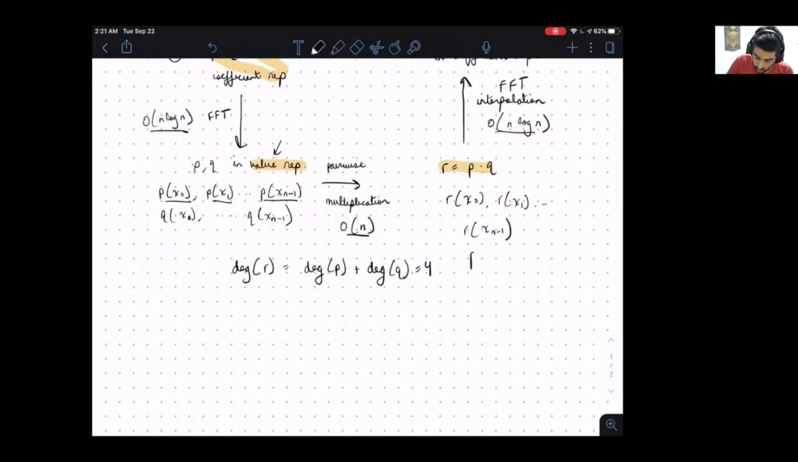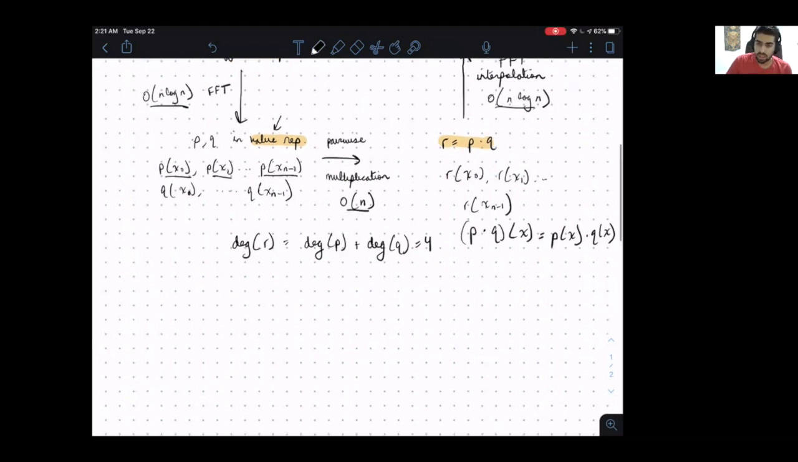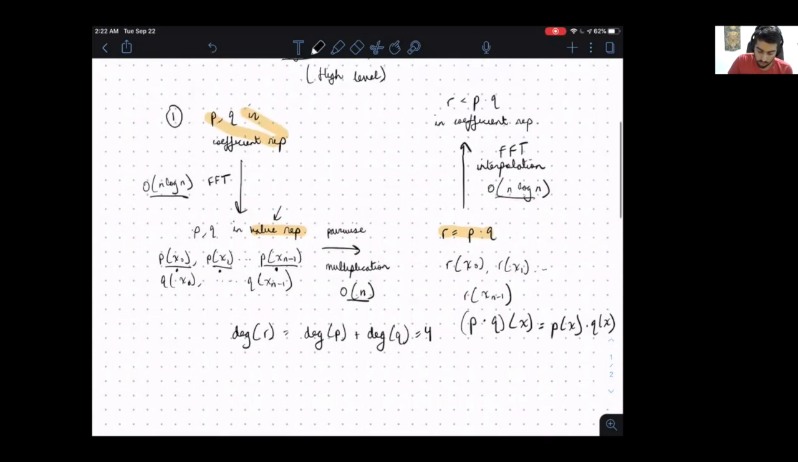Well, we'll get that P times Q of x is equal to P of x times Q of x. This is just a fact that you can easily verify. So once we take all of these endpoints, if we just multiply each of these points together, take P of x0 times Q of x0, and so on, we'll get the value of the multiplied polynomial at those same endpoints. So that's the second step.